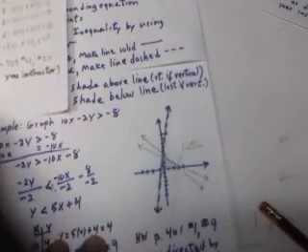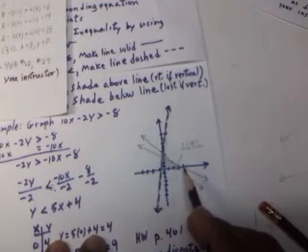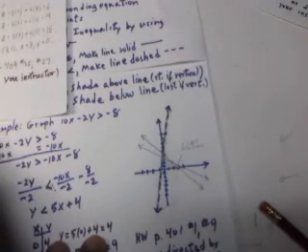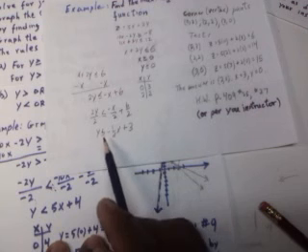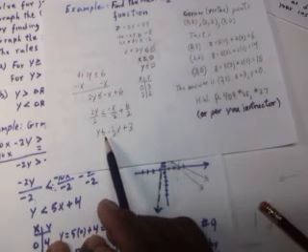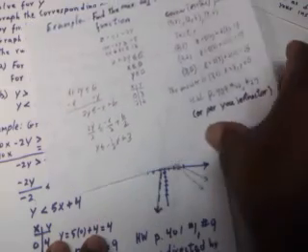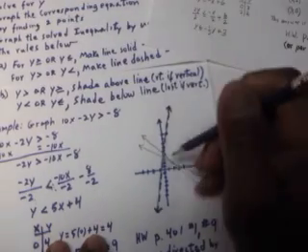And then I know it's solid because I have or equal to. My line is solid because I have or equal to. So this is my line here. And now it says less than or equal to. Less than or equal to means I shade below the line. Less than means below. So I'm going to shade below the line.